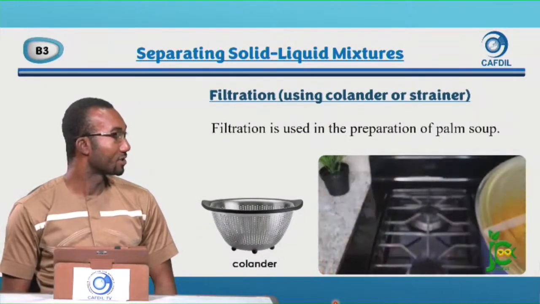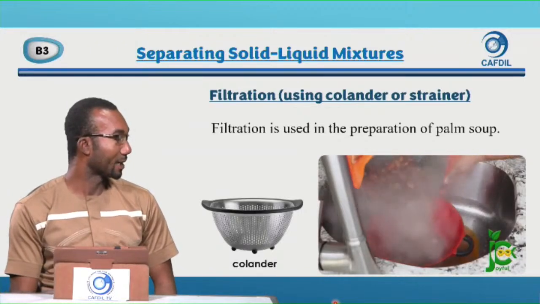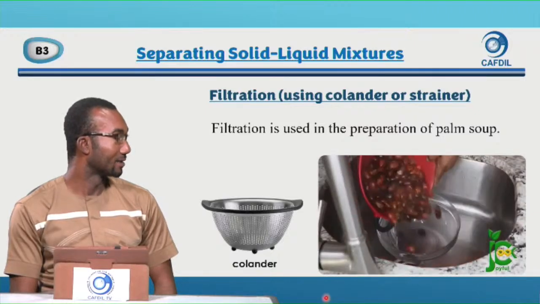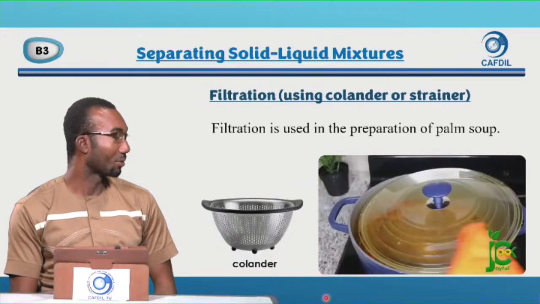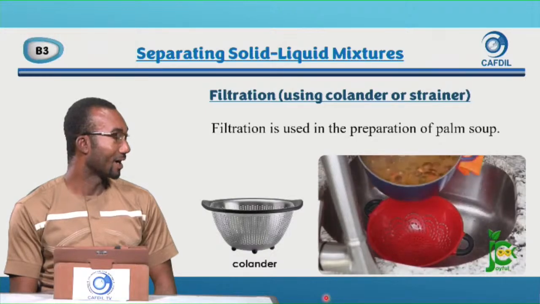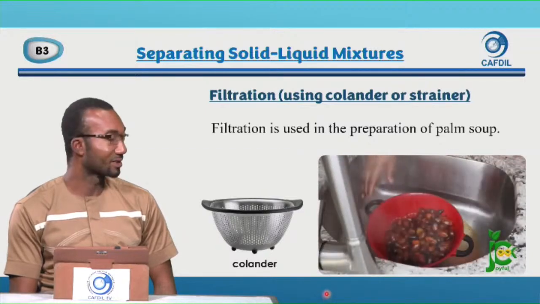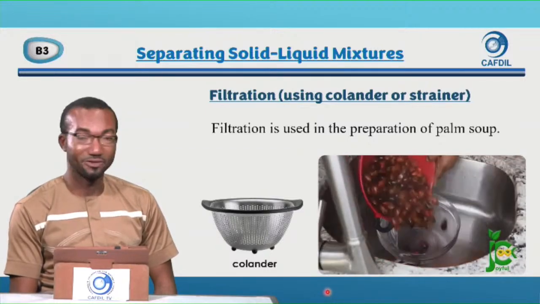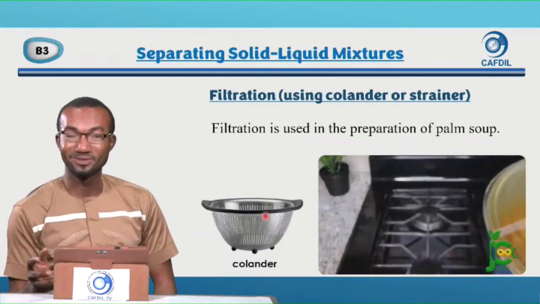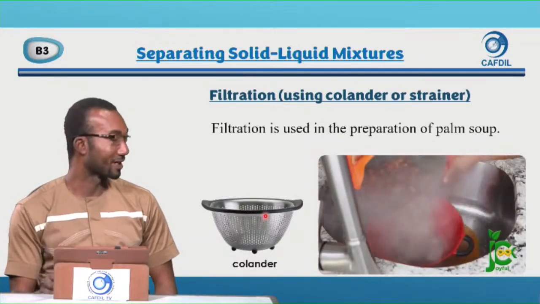Now, filtration is used in the preparation of palm soup. Our mummies always do this. So after boiling the palm nut, this is a colander. You get it? So they filter, the water passes through the holes of the colander, and we have the palm nuts back without the water, because you can't pound the water with the palm nuts. So our mothers are scientists at home. They are always using a colander to do filtration. You get it, they are doing practical science.